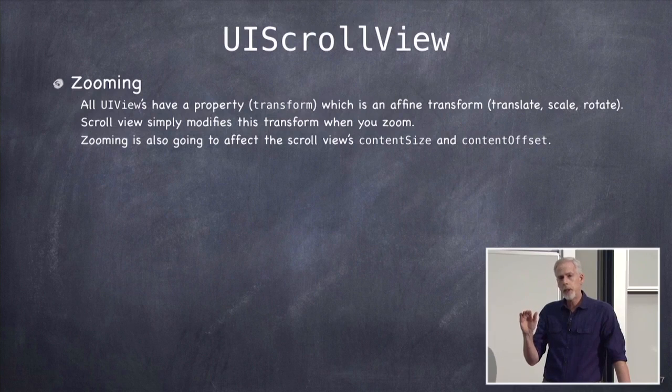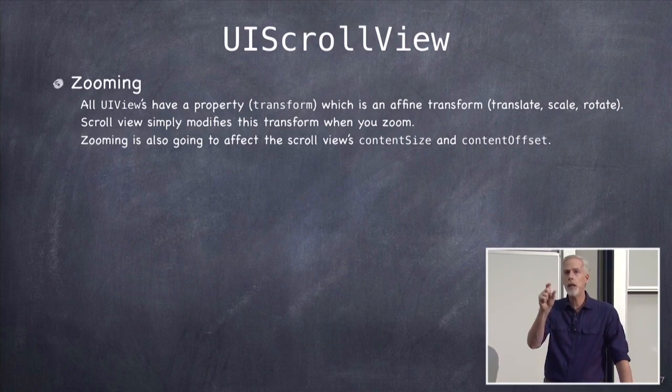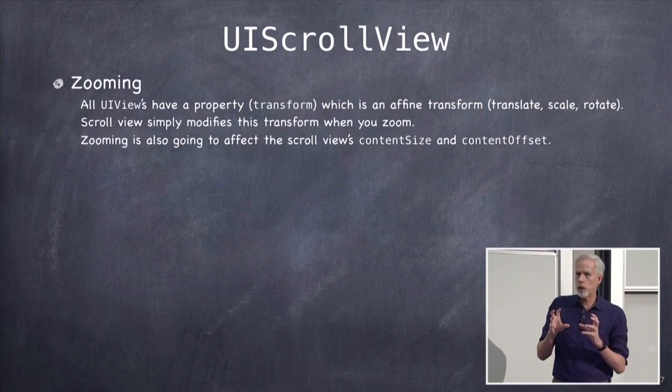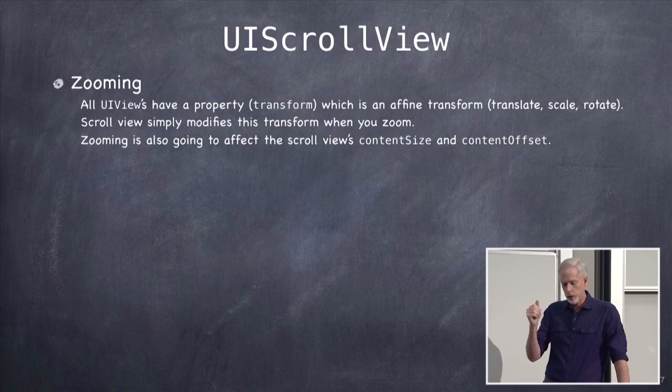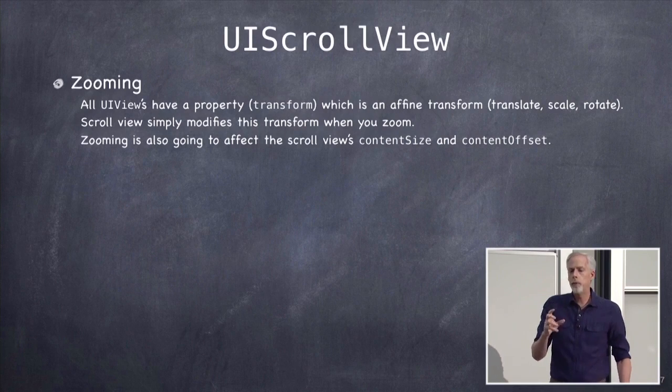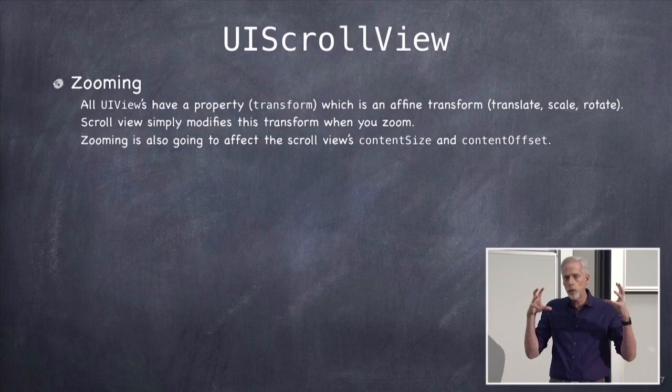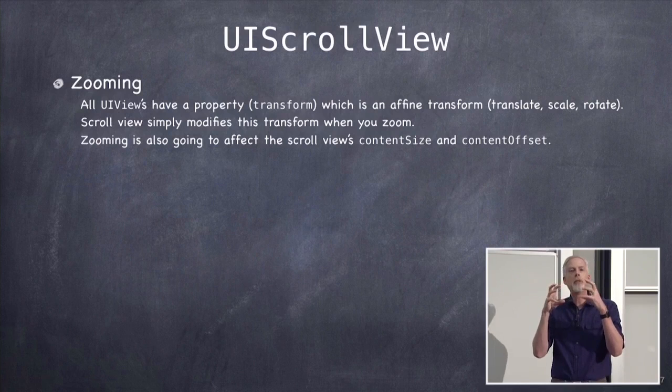Another big piece of this is zooming. So we've talked about panning around in the scroll view, but you can also use pinching to zoom in and out. The way that works is all UIViews have a property called their transform. It's an affine transform, which means it has translate, scale, and rotate. And when you pinch on a view, all it's doing is affecting the scale of its transform. It does nothing else. For all views, that's going to scale the bits up. So if you zoomed in really big, you'd have really big pixels. It would look really grainy.